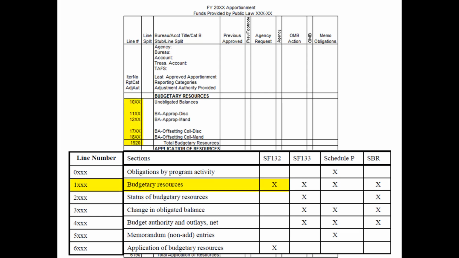Note that the line numbers in the top portion of the SF-132 are four-digit numbers beginning with 1,000 that represent budgetary resources. These same numbers appear on the SF-133, Schedule P, and SBR.